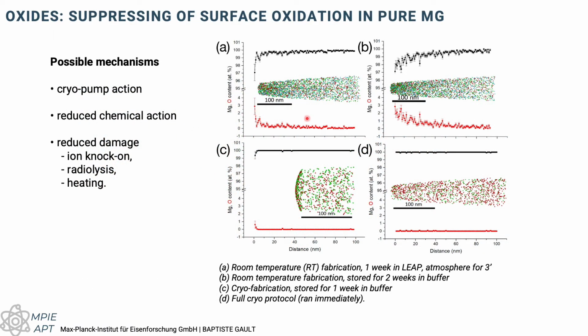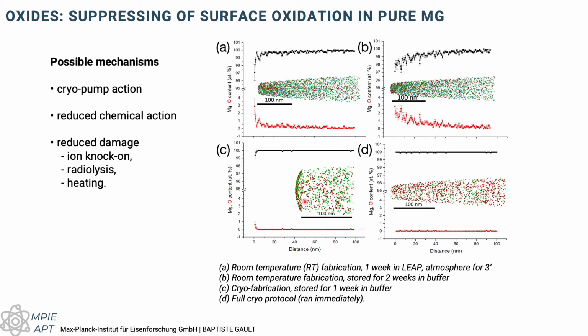We did a number of tests on samples that were typically sensitive to oxidation, so pure magnesium. We did a series of tests, for example, preparing the needle at room temperature, sticking it in the LEAP for some time, then doing the analysis, and then doing the same thing with room temperature fabrication and directly running it, or doing the cryo preparation and running it immediately. You can see that the surface of the needle will contain more or less oxygen, and when we do the full cryo protocol, we detect virtually zero oxygen in this pure magnesium sample.